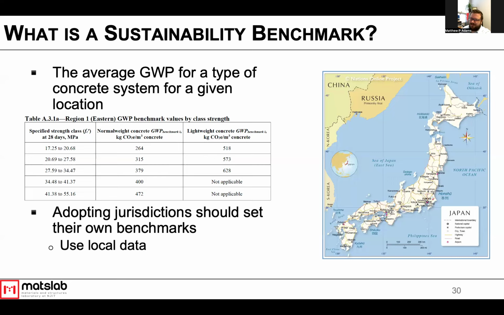So for example, here we have an image of Japan. Japan's a relatively small area, but we have really distinctive areas that are going to have different concrete GWPs. So for example, Tokyo may have its own GWP benchmark in the Tokyo metro area, whereas we might have a GWP benchmark for the entire Northern Island where Sapporo is, right? So you want to look at how your regions work and where the metro areas are, and really figure out different jurisdictions to set benchmarks for as you're going through and collecting data.